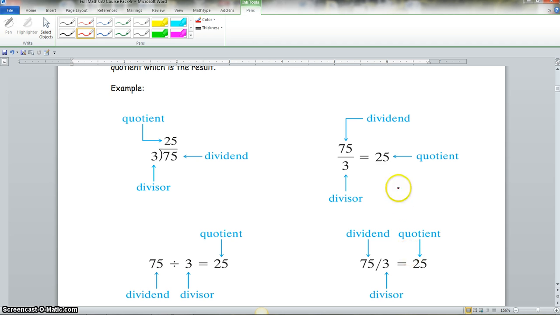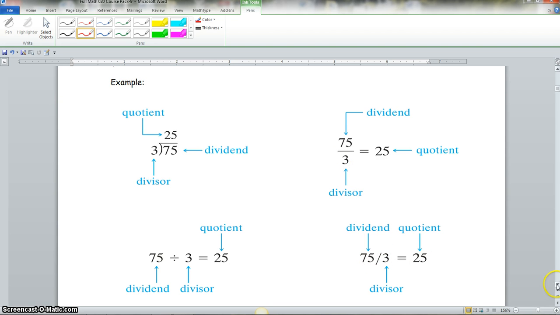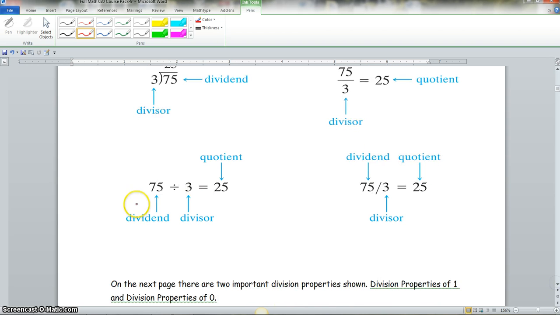Now, down below here, this is still just a fraction. It's just, instead of having this slash here for the fraction, it has this type here. Or I should say fraction bar. Okay, now we have the other traditional division sign. We have 75 divided by 3. The 75 is the dividend, the 3 is the divisor, and the answer, which is 25, is the quotient.